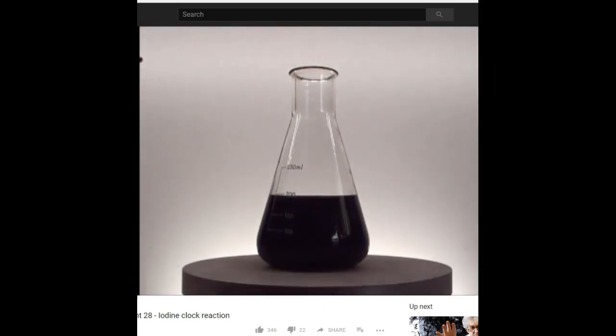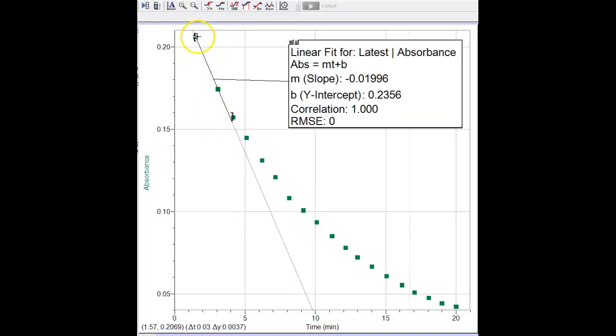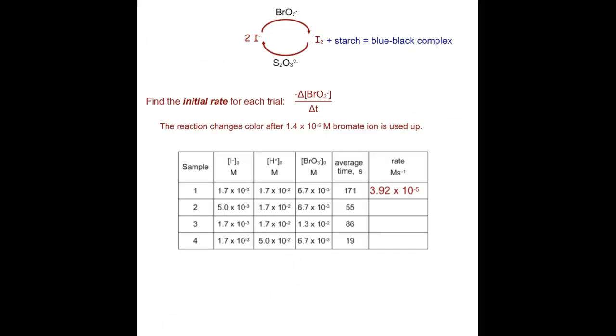And there's the color change. Clock reaction, it looks like nothing's happening until something does. But we're measuring just this part right here, the beginning of the reaction. So what's happening here is the iodide is turning to iodine, but then the thiosulfate's turning it back, and the bromate's turning it back, and the thiosulfate's turning it back, until we run out of thiosulfate.